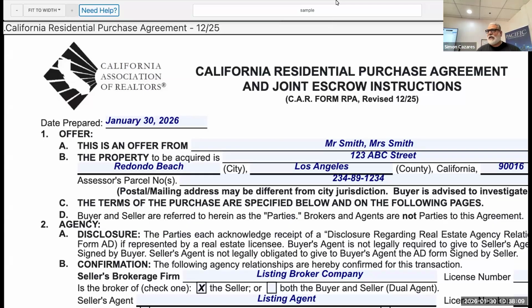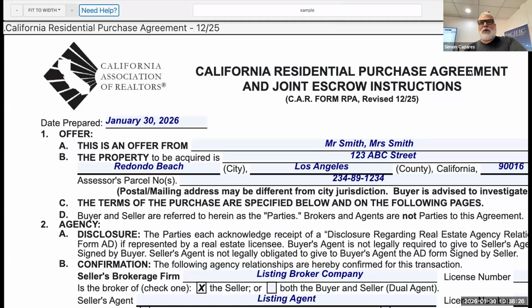Again, this is the most vital form, in my opinion, that gives us the momentum and the understanding. Once this offer is executed, you have a binding agreement. So let's go right into it. California Residential Purchase Agreement and Joint Escrow.